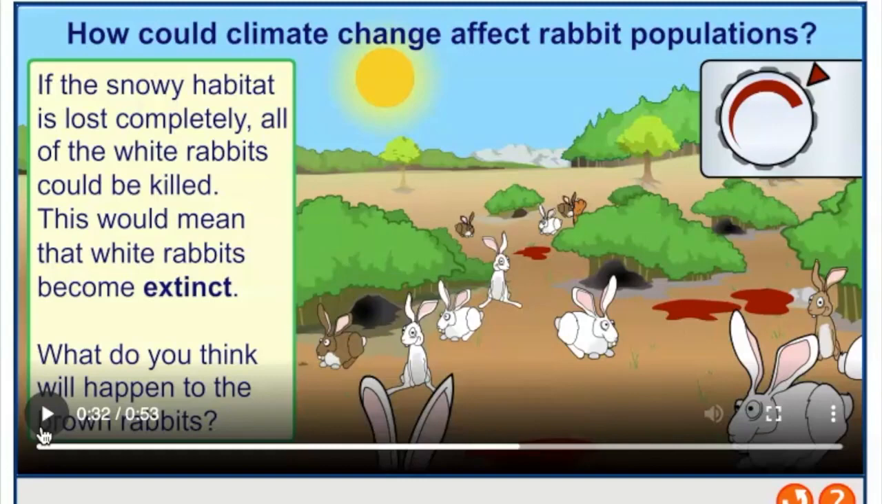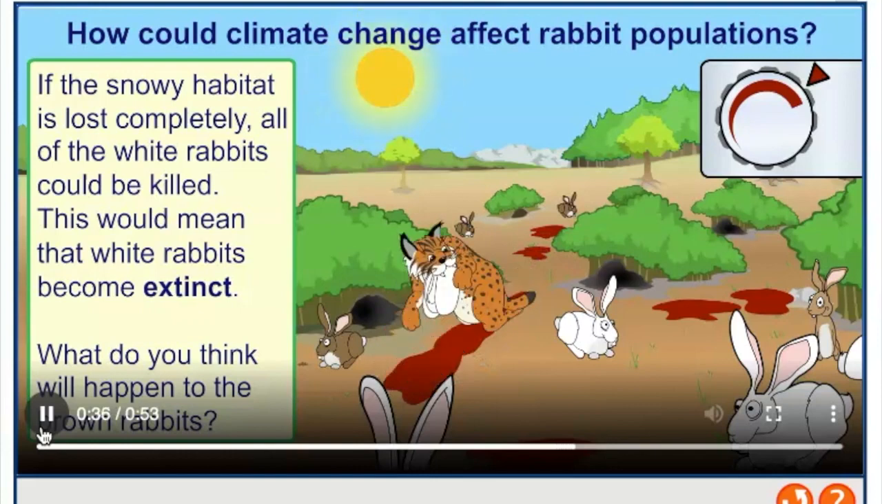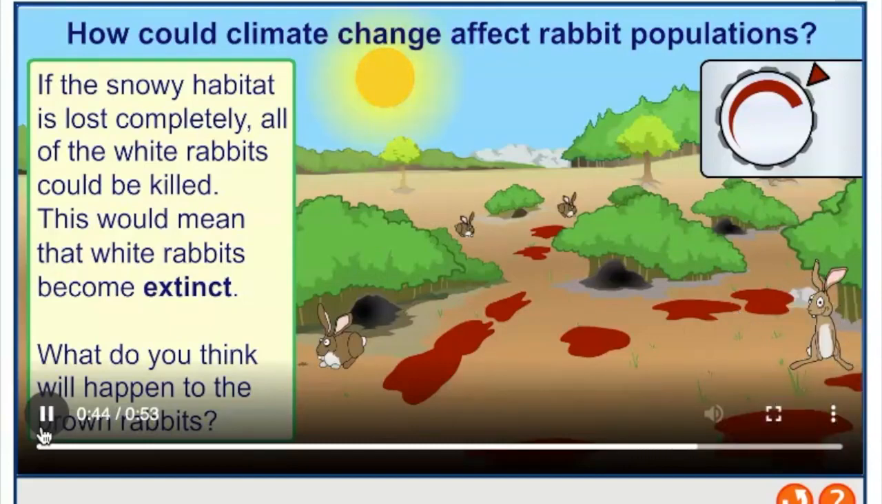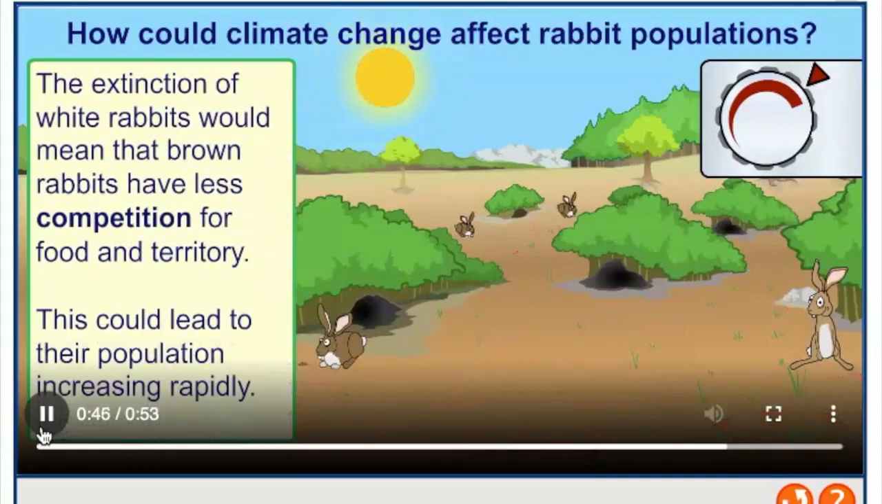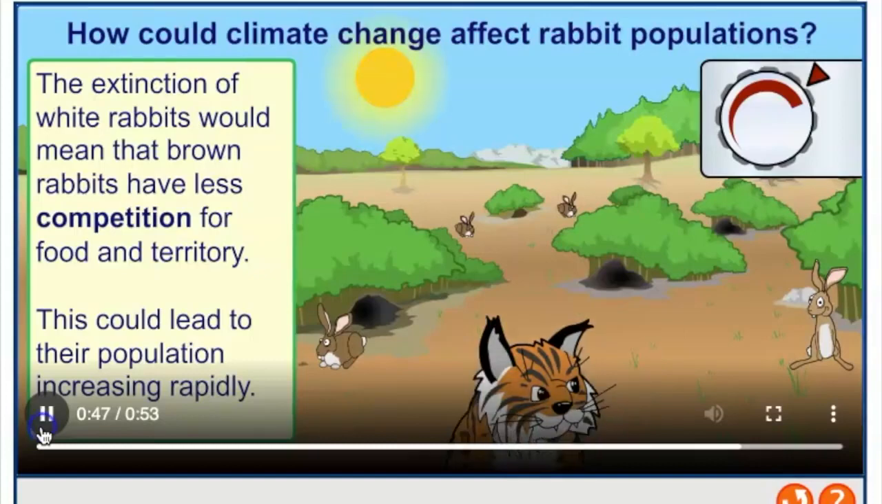What do you think would happen with all of the brown rabbits? The extinction of the white rabbits would mean that the brown rabbits have less competition for food and territory. This could lead to their population increasing rapidly.